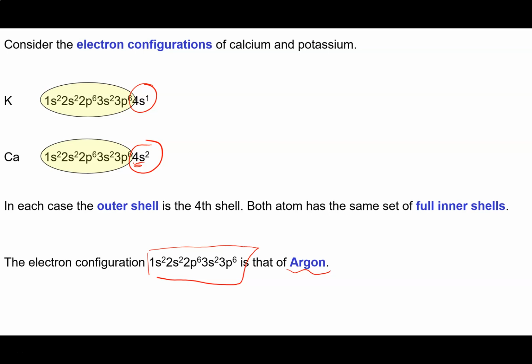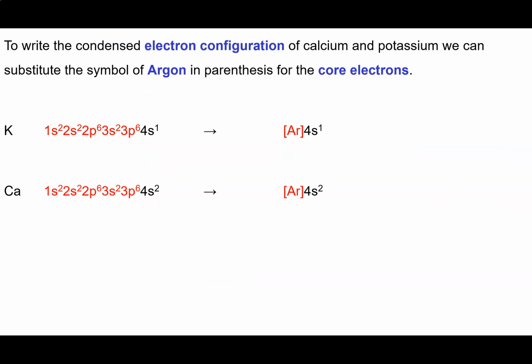So what I'm going to do is replace the electron configuration for the core electrons with just the symbol of argon, and in particular I'm going to put it in parentheses, and then after that I'm going to write the valence electrons. And that just makes the electron configuration a little smaller and also focuses the attention on those chemically important valence or outer shell electrons. So this is what we're going to do.